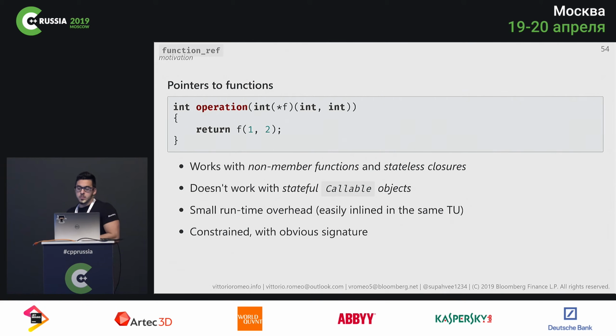However, it has two very big advantages, which are it has a very small runtime overhead, and if everything is in the same translation unit, then the compiler can just inline everything and make it as if you had written the function inline. And it's also constrained with an obvious signature. So you've seen in the previous slides, when we were accepting template parameters like f or f action, we don't really see the signature of the function as part of the code. However, here we see exactly that it takes two integers and returns an int. So that makes the errors better if you screw up your signatures, and it also makes it easier to read what the code is supposed to do.